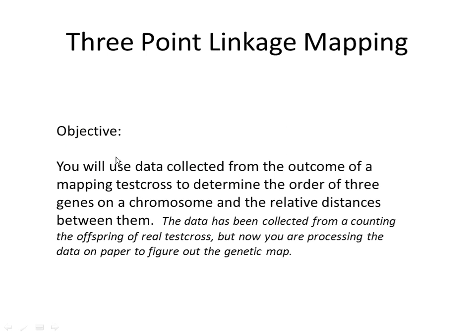So just to review, our purpose of the whole process was to use the data collected from a 3-point mapping test cross to determine the order of 3 genes on a chromosome and the relative distances between them. And then you draw the map. So we've accomplished that. Now there's a few more calculations that will be covered in the next tutorial section, but at this point you have created your map.